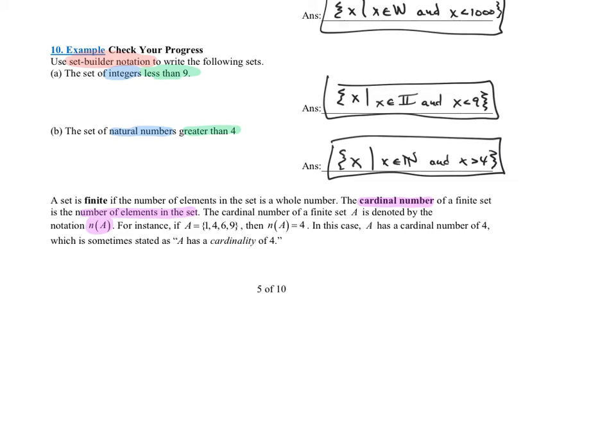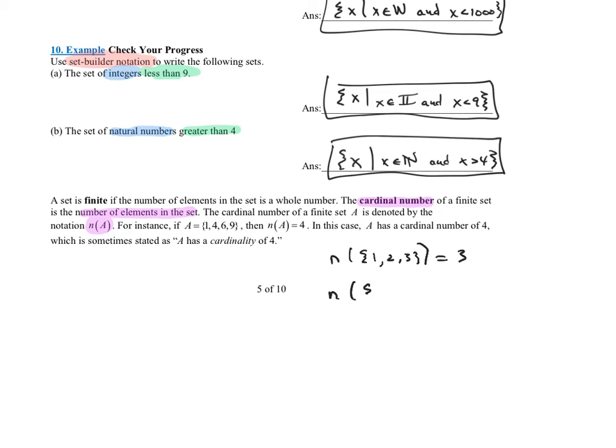Why is n of A 4? Because there are 4 elements in the set. It says, in this case, A has cardinal number of 4, which is sometimes stated as A has the cardinality of 4, or the cardinality of A is 4. So what I want you to do is realize this, and I always mess with my students here on the board. I say, okay, tell me the cardinality of the set {1, 2, 3}. Okay, what's the cardinality of the set, meaning how many elements are in the set? And the answer would be, hopefully you see that it's 3 elements.